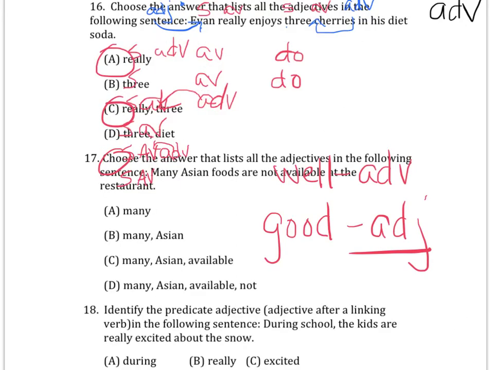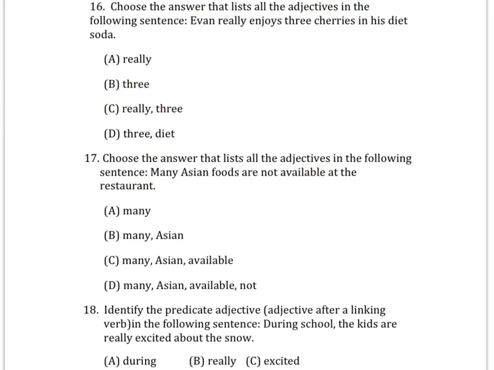For the next one, my subject is Evan. My action verb is enjoys. My direct object is cherries. In his diet soda is the prepositional phrase, and we're looking for the adjectives here. Adjectives describe nouns. Evan is a noun, cherries is a noun, and in his diet soda, diet is not a noun. Soda is a noun. So is there anything describing Evan? No. Is there anything describing the cherries?